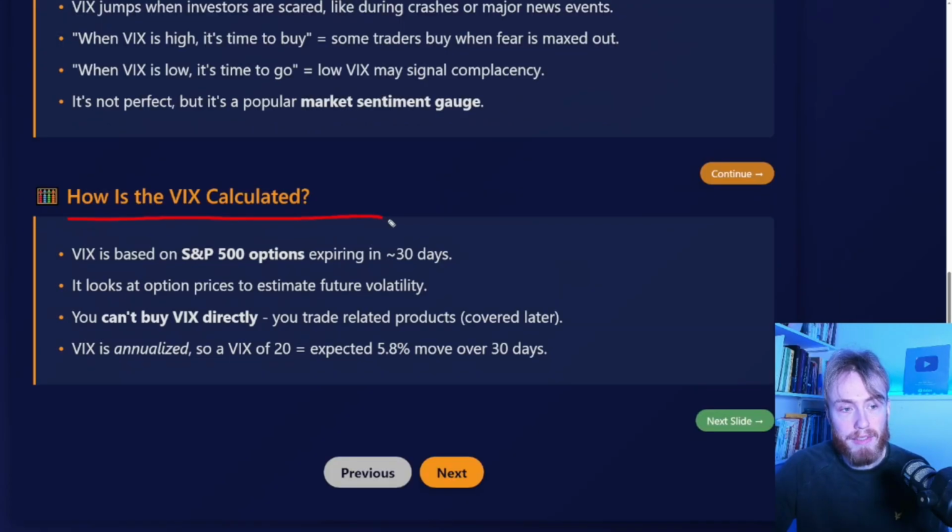And now, how is the VIX calculated? Well, as I already mentioned, it's based on S&P 500 options expiring in 30 days. So it looks at the options prices to estimate the future volatility.